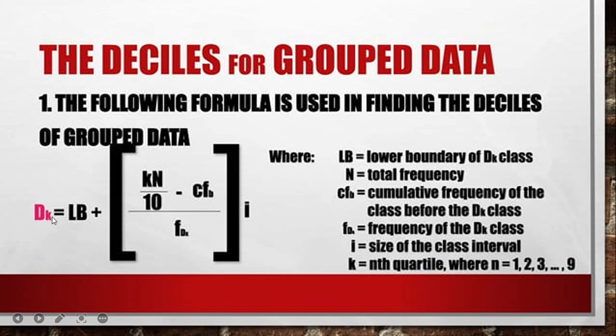So we have here Dk. So this is the decile, equal to LB, the lower boundary of the Dk class, plus k is the nth decile. So ang atong n decile is from 1 to 9 ni siya since we are talking about deciles. And here, k times n, n is the total frequency, over 10. Again, nganong 10 na siya tungod kay deciles ang ginapangita. Minus the CF sub B. So CF sub B is the cumulative frequency of the class before the Dk class, over f sub Dk. So kinsa man ning f sub Dk, this is the frequency of the Dk class.